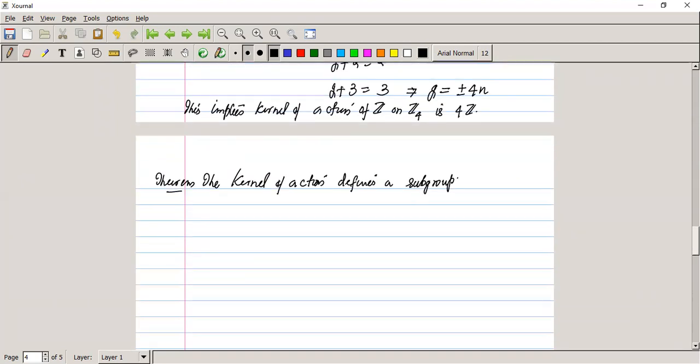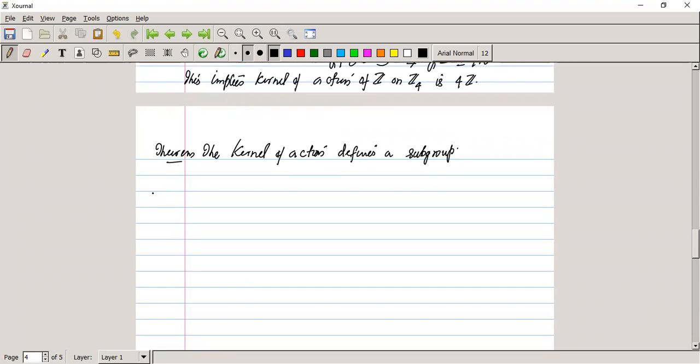Now we move towards one more definition, because we are actually proceeding towards proving the orbit stabilizer theorem. So we move towards the definition of the orbit of a point.